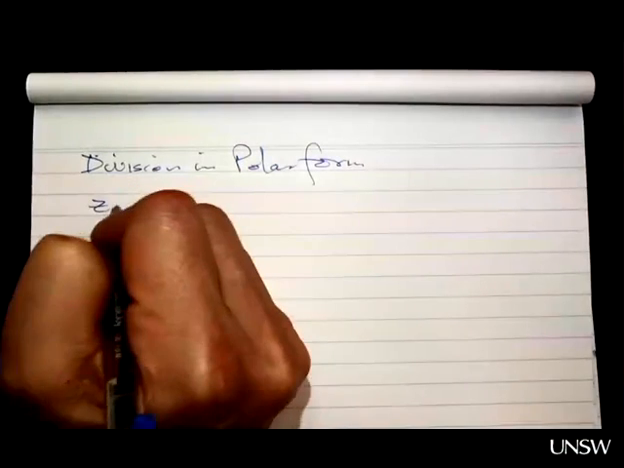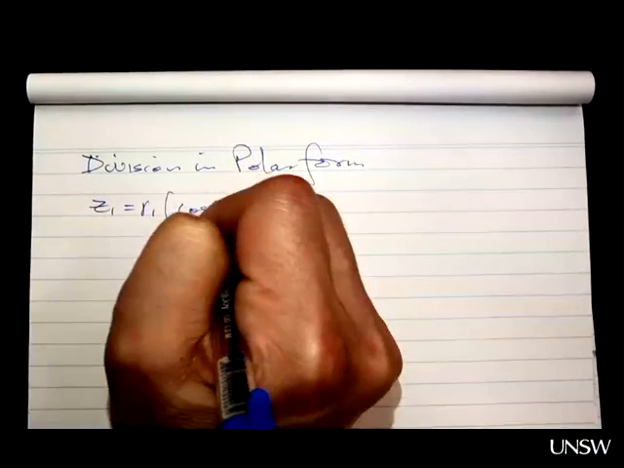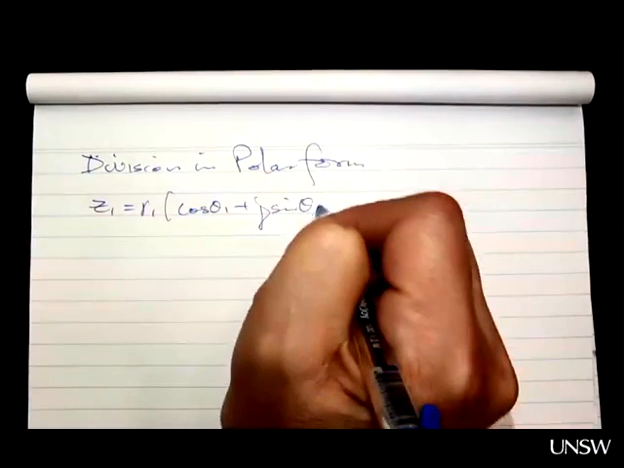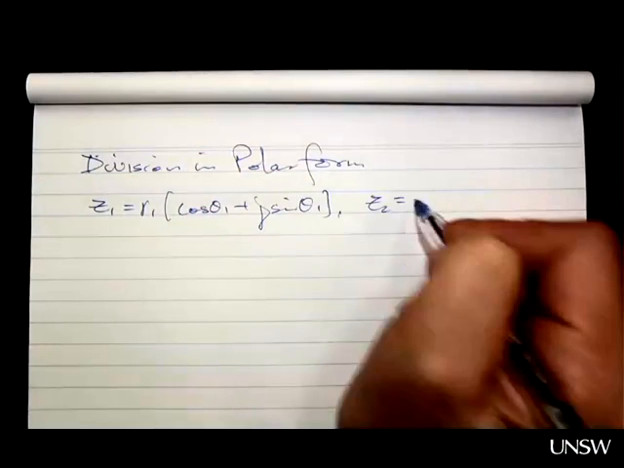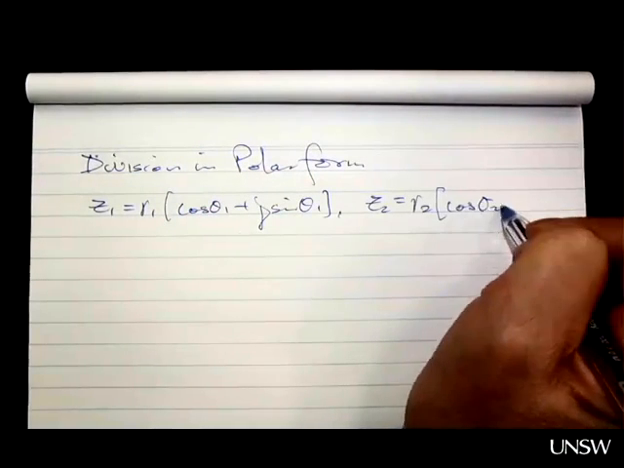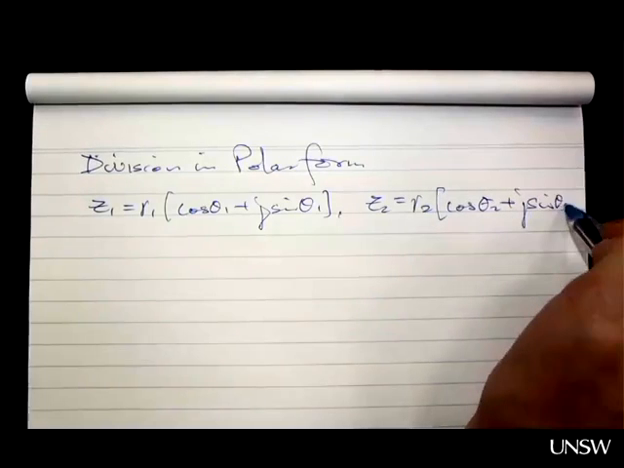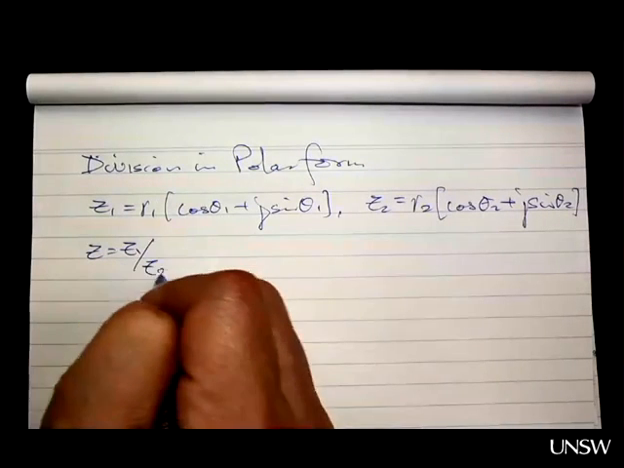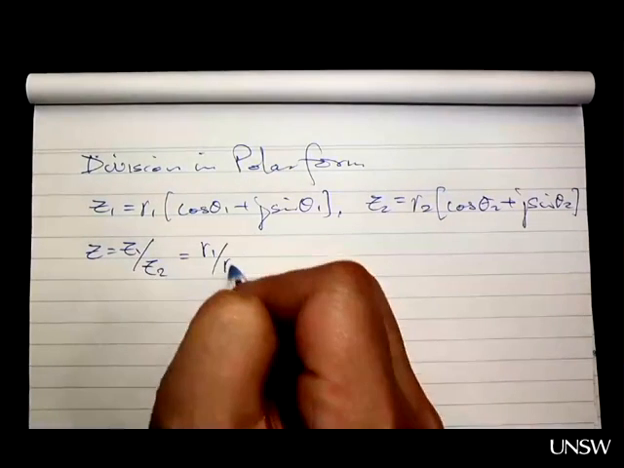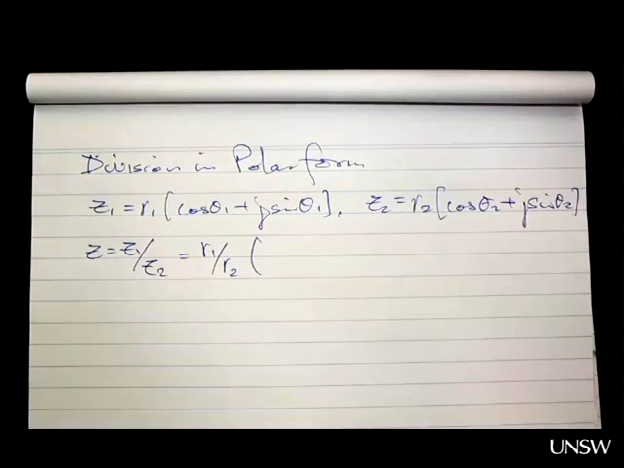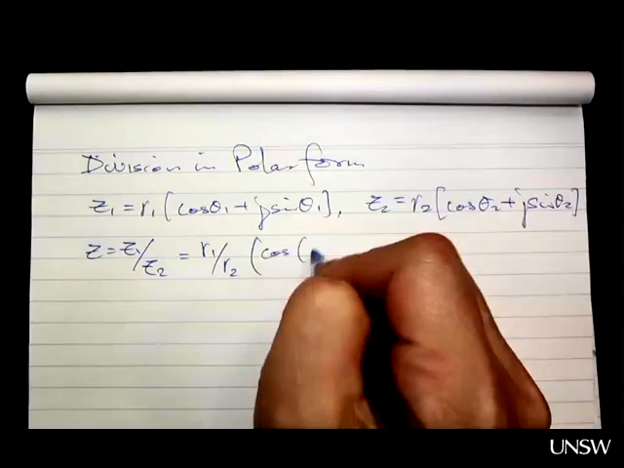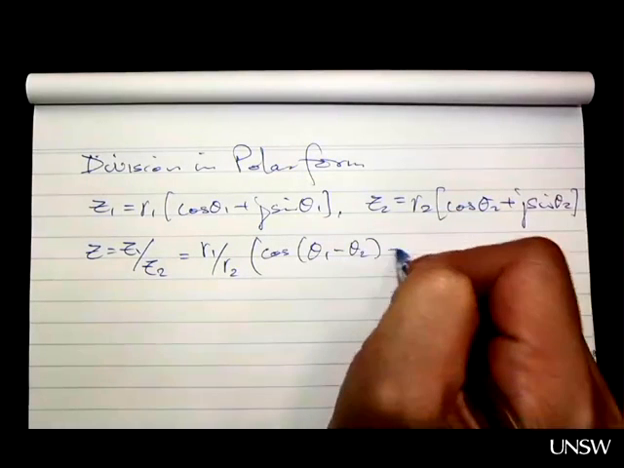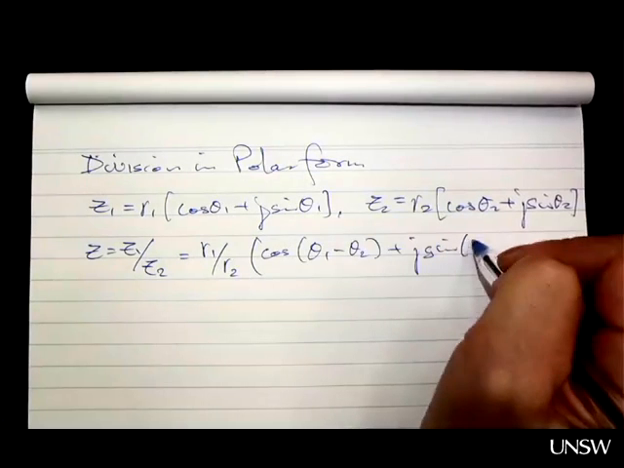So again, if Z1 equals R1 (cosine theta 1 plus j sine theta 1), and Z2 equals R2 (cosine theta 2 plus j sine theta 2), then the division Z1 over Z2 is R1 over R2, and the result that we can see here is that it equals cosine (theta 1 minus theta 2) plus j sine (theta 1 minus theta 2).